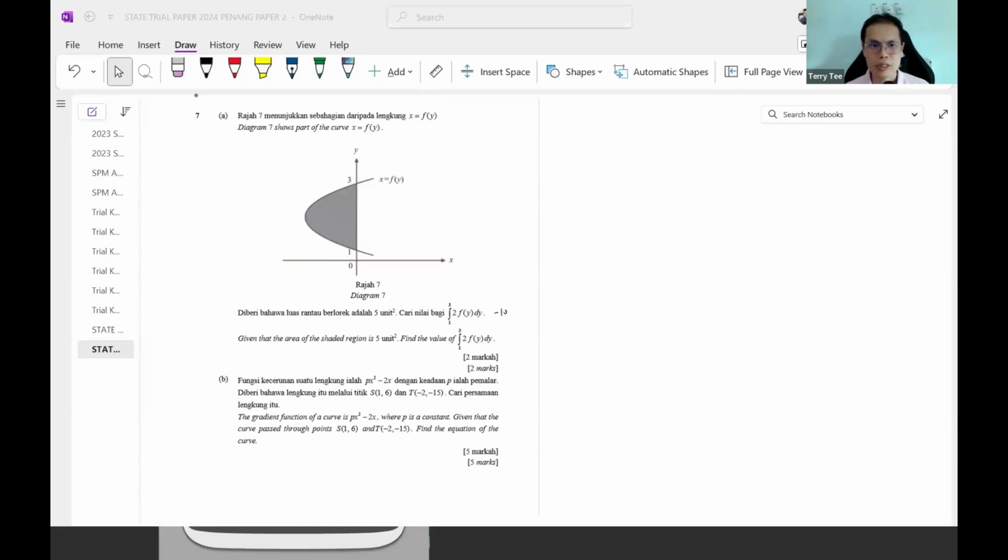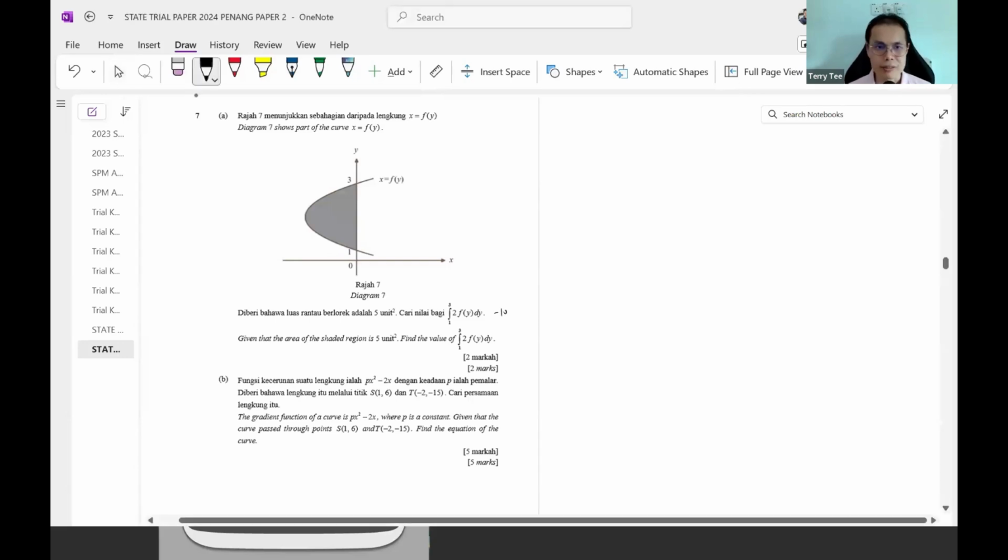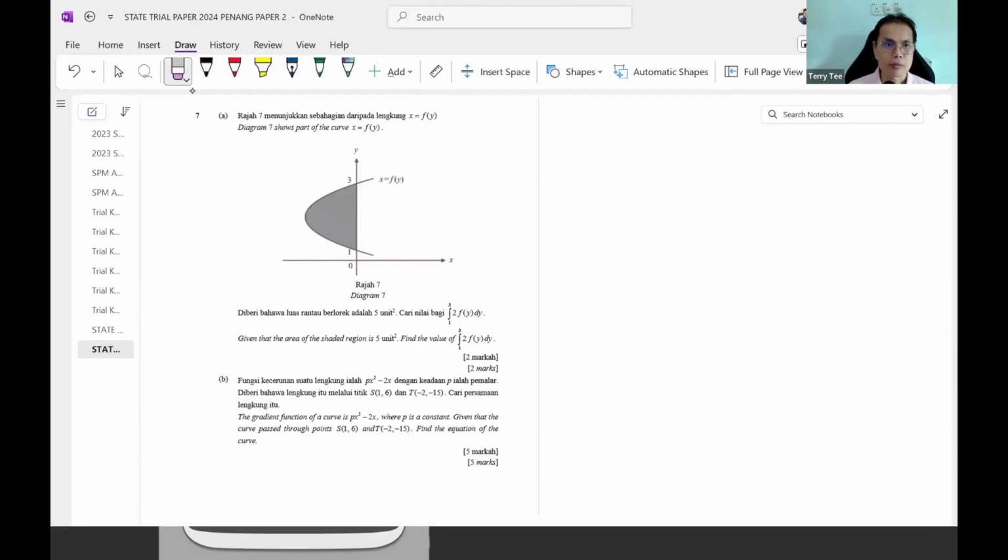Okay, moving on to question number 7. This is from Form 5, chapter 3, integration. Here you're given that the shaded region is part of a curve x equals f(y). The area of the shaded region is 5. Find the integration from 1 to 3 of f(y) dy. Now remember, when you integrate with respect to y, if the region lies on the right-hand side, it is positive. If it lies on the left-hand side, it is negative. The result of integration is negative because your x values here are all less than 0.